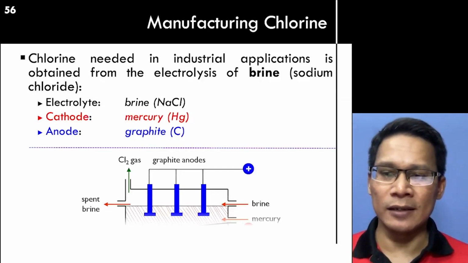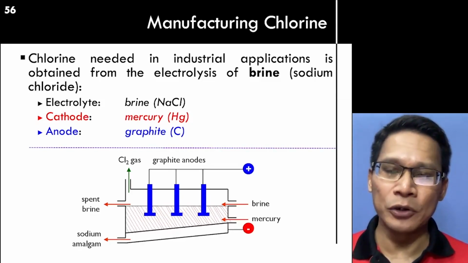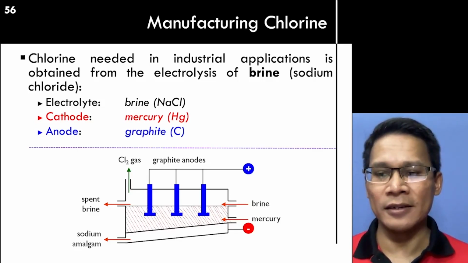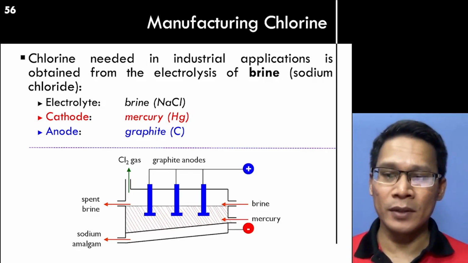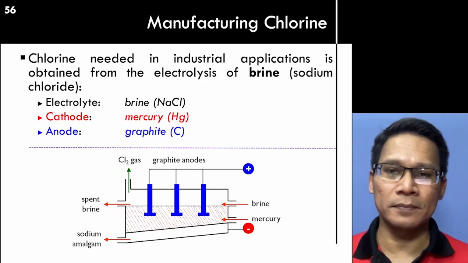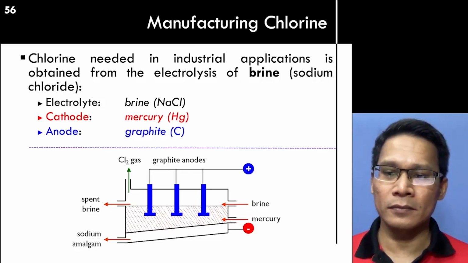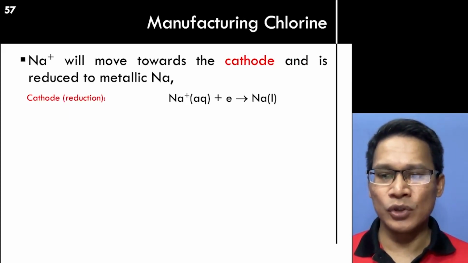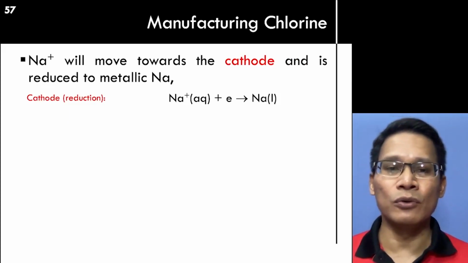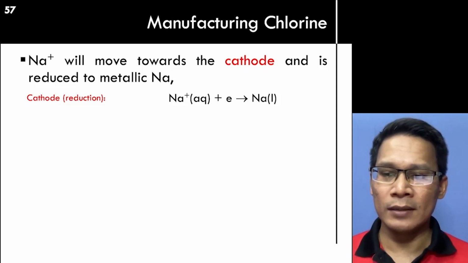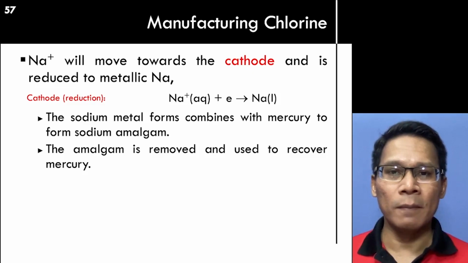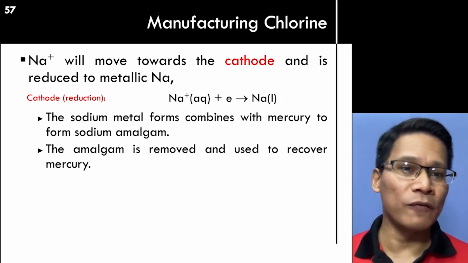In this electrolytic cell, graphite is used as the anode and mercury is used as the cathode. Brine, which contains sodium chloride, is used as the electrolyte. At the cathode, sodium ion in brine will be reduced to sodium metal. This metal combines with the mercury cathode to form a sodium amalgam, which can be removed. Mercury is then recovered from the removed amalgam.